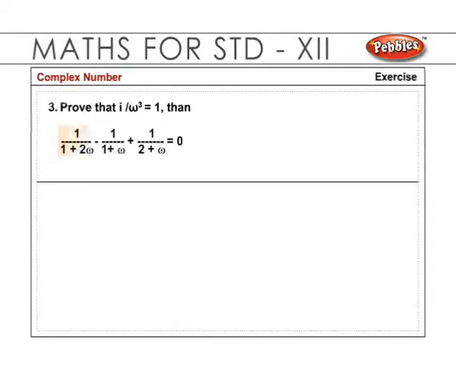Prove that 1 by 1 plus 2 omega minus 1 by 1 plus omega plus 1 by 2 plus omega is equal to 0.